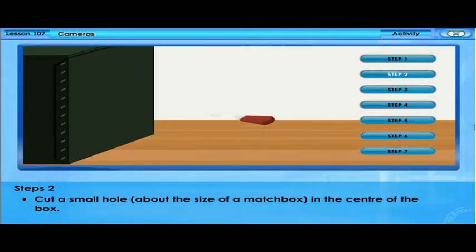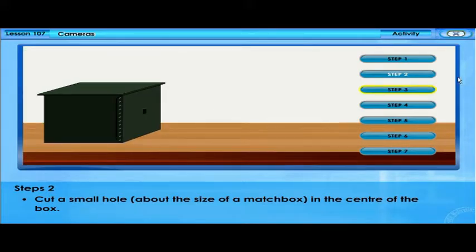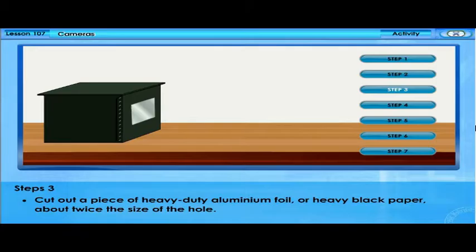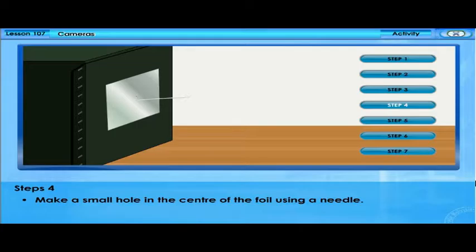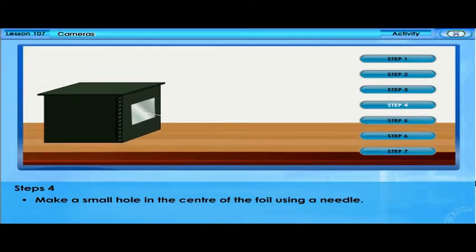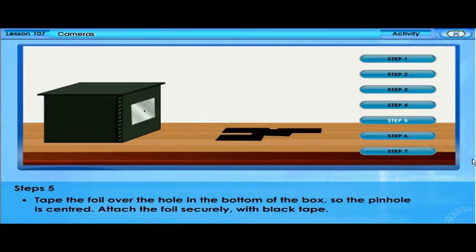Cut a small hole about the size of a matchbox in the center of the box. Cut out a piece of heavy-duty aluminum foil or heavy black paper about twice the size of the hole. Make a small hole in the center of the foil using a needle. Tape the foil over the hole in the bottom of the box so the pinhole is centered. Attach the foil securely with black tape.